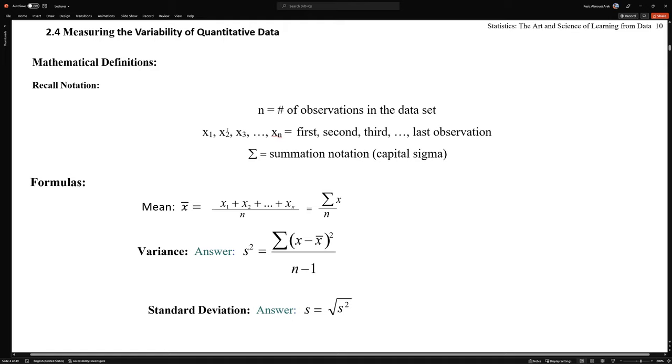Then this represents the first, second, third observation values.